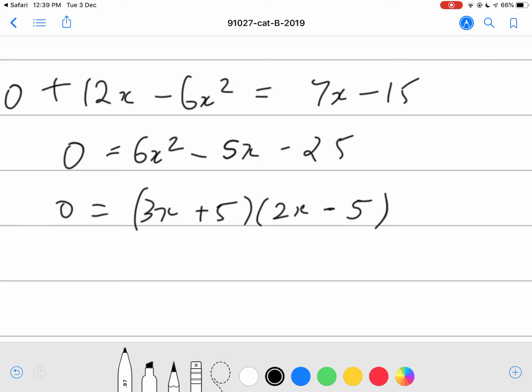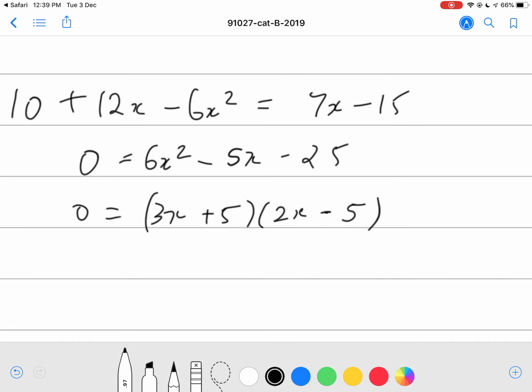So that should be your expansion. Let me double check that. 5 times negative 25, negative 15. Yeah, that's right. So that will be your expanded form.